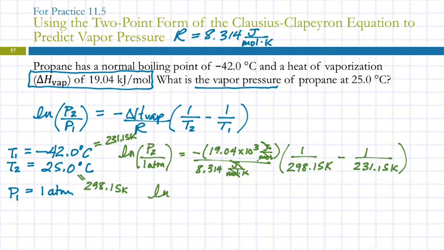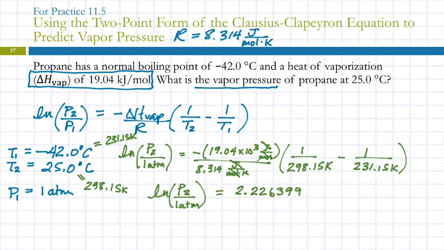So now I have the natural log of P2 over 1 atmosphere is equal to 2.226399. Here again, doing significant figures on this is a bit ridiculous. Write down more than you think you need. You'll be safe. Okay, so how do we solve this? We want to know the natural log of what is equal to 2.22.